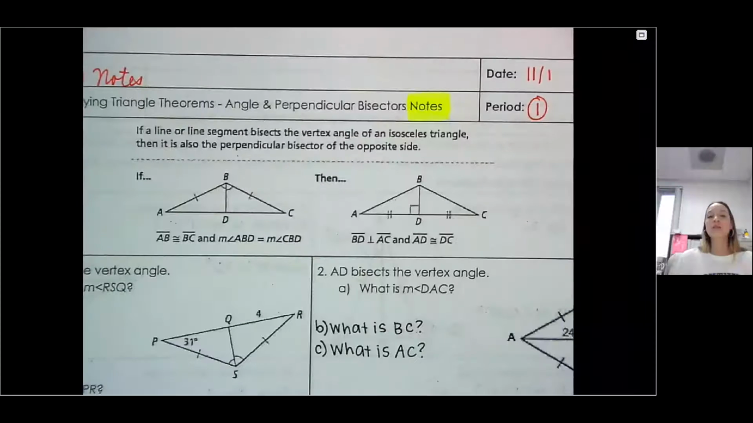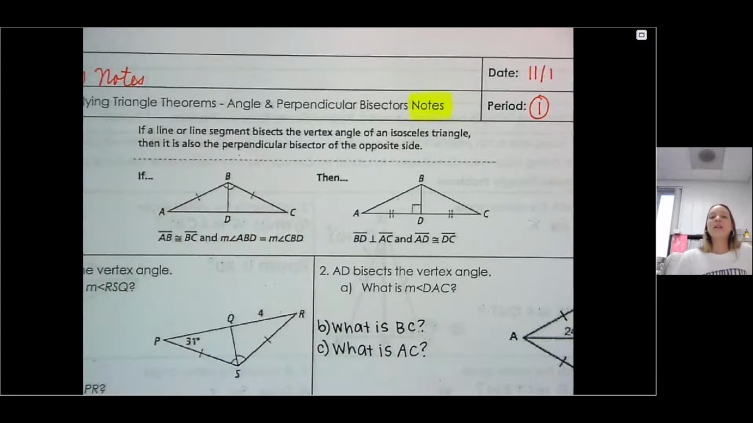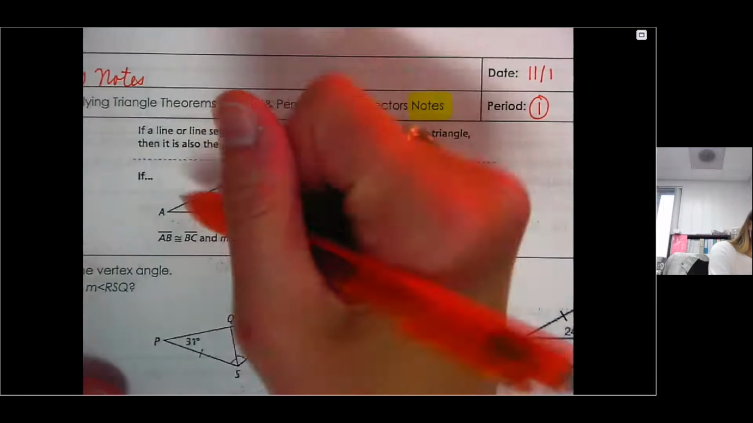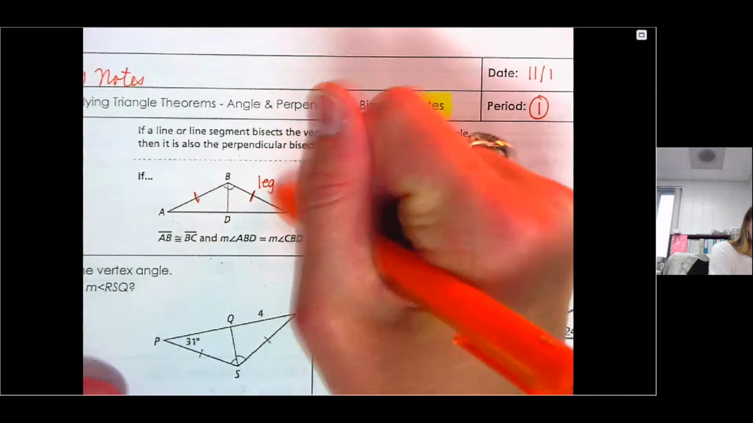of an isosceles triangle, then it is also the perpendicular bisector of the opposite side. So here's what that says. That's a really fancy way. Here is the more realistic way. It says if you have an isosceles triangle, the two sides that are the same are these two sides with our tick marks. And like we said when we warmed up, those are called our legs.